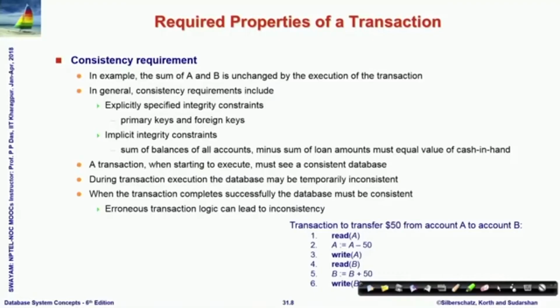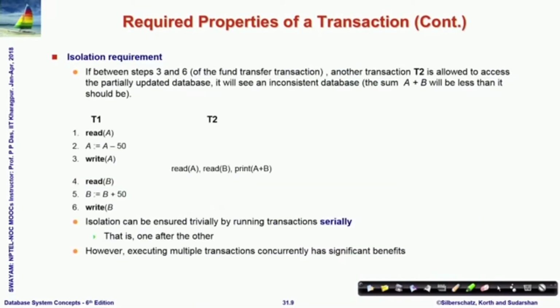So, at the beginning of an execution and at the end of a successful execution, the database must be consistent. In between, there may be transient inconsistency. So, this is called the consistency requirement.